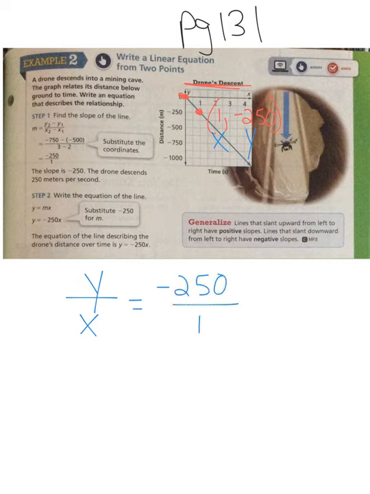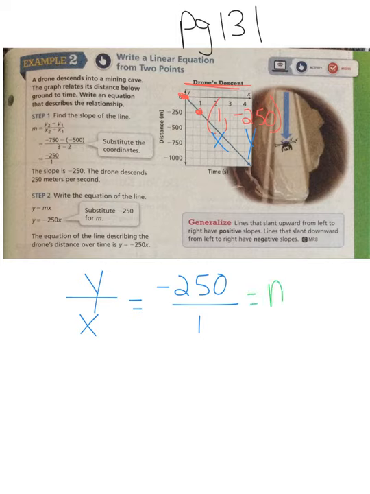I would write this on your paper. Write this in your notes, because I'm doing this slope a little differently. I'm doing it the easy way because it's proportional and goes through 0, 0. So now let's just write the equation. That's all we have left to do.